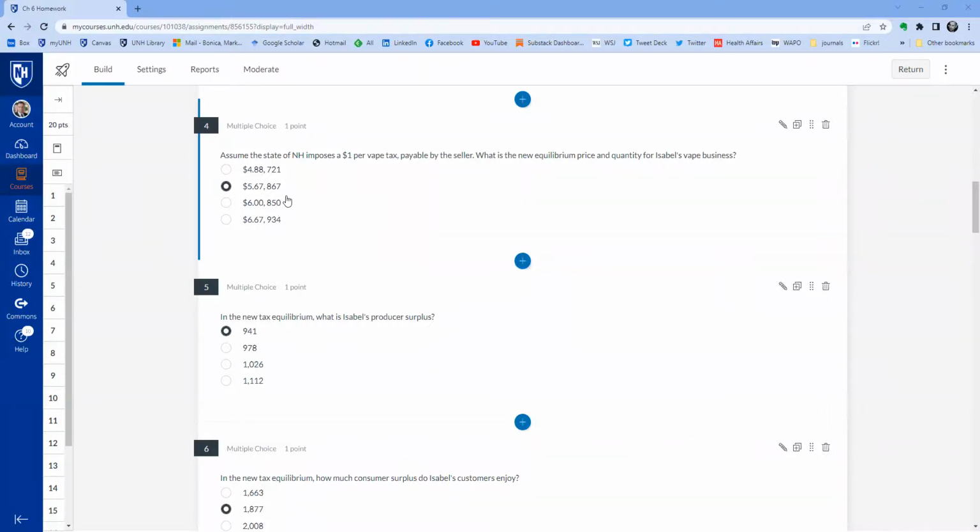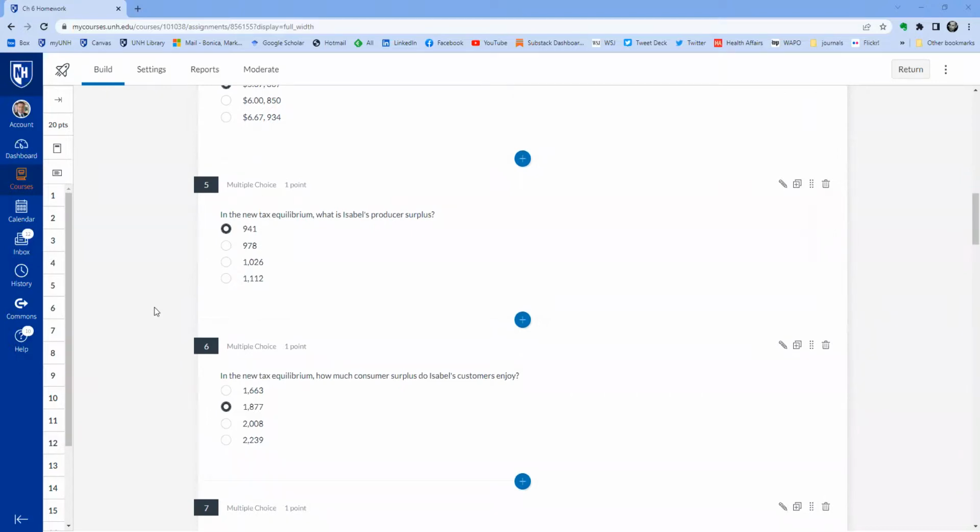So question 4, what is the new equilibrium price and quantity for Isabel's vape business? Well, it's 5.67. That's the price she's actually going to charge. She's only going to get to keep 4.67. So when I say what's the new equilibrium price, I'm looking for the price that's actually being charged. That's 5.67, even though Isabel is actually receiving, net of taxes, 4.67.